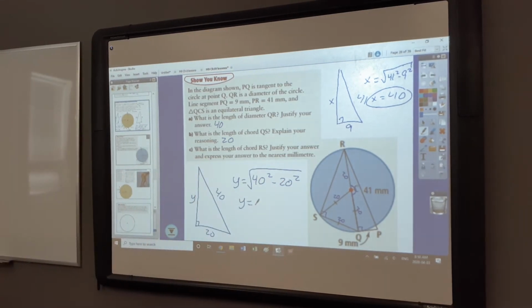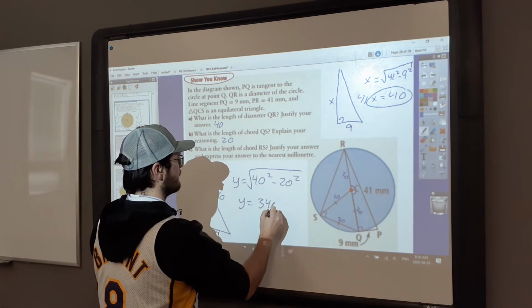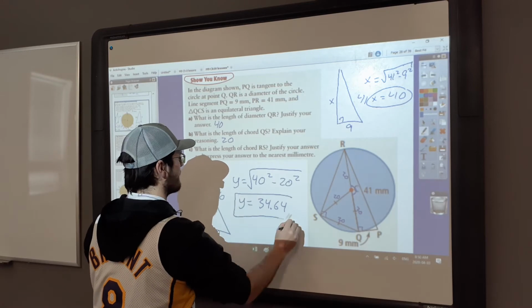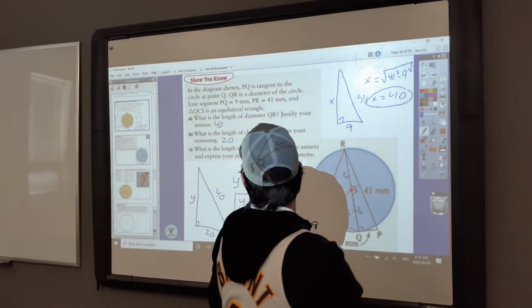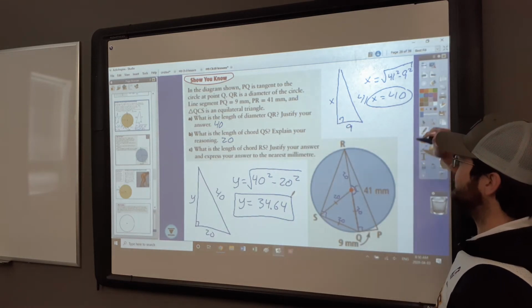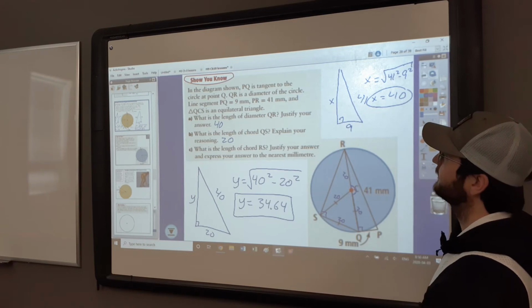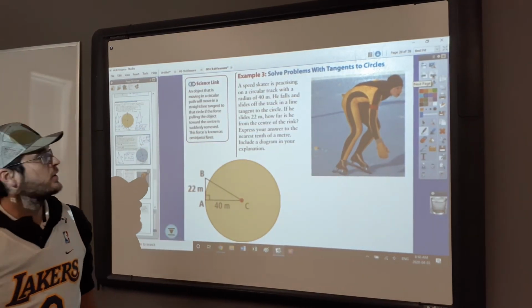So we'll move through that. 40 squared minus 20 squared. Okay, so that gives me 34.64. What is the length of chord RS? That's what we did. Okay, last example.